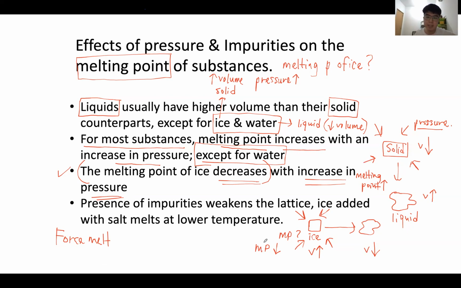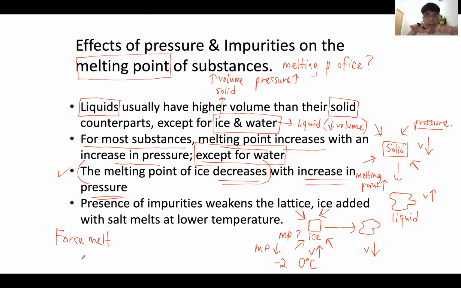Let's say the ice melting point is 0, right? If I use high pressure to melt the ice, I can melt it at, let's say, -2. Much earlier. Even before it reaches 0, it started melting. With high pressure, I can do that. This is called force melt. Where does it happen? It happens in ice skating. If you've seen people who skate, they know this.